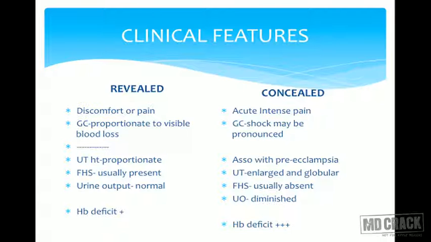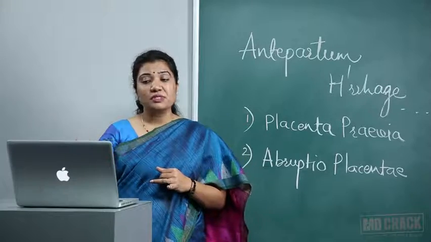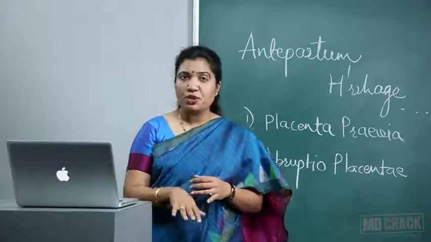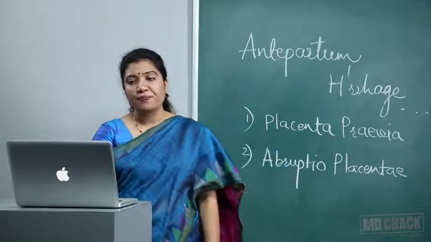HB fall or deficit will again be proportionate to the blood loss in the revealed variety. In the concealed variety, the HB deficit is much greater, even though the blood loss is not that much seen outside. Anuria or oliguria may be present in the concealed type. Urine output will be diminished because much more blood is lost inside the uterine cavity.